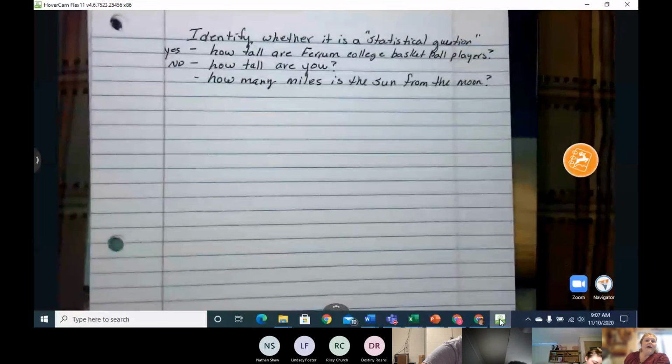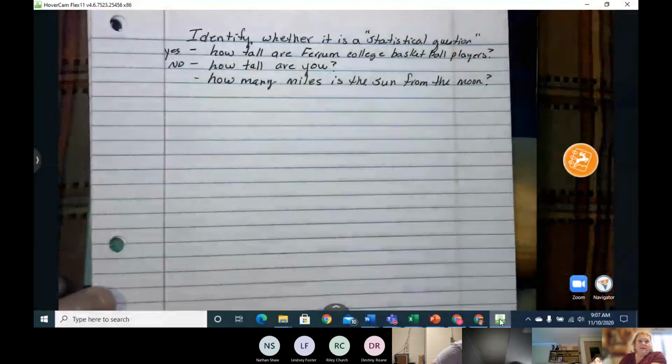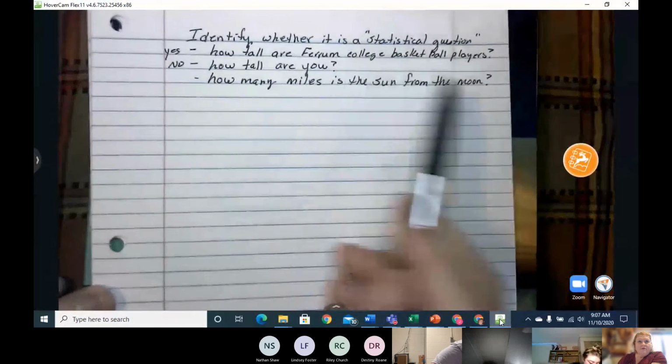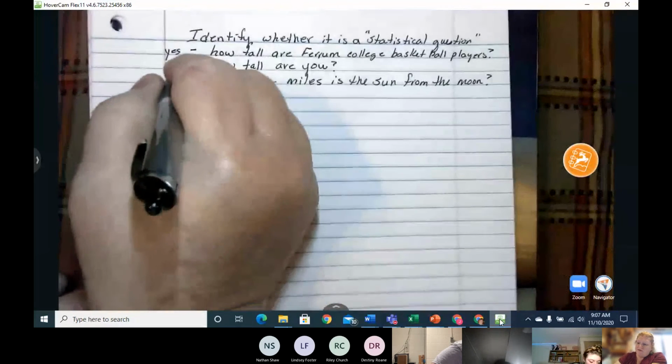How many miles is the sun from the moon? Is that a statistical question? I could look that up in different sources, but regardless of where I look that up, the answer is only going to be one amount. It's only going to be so many miles from the sun to the moon. So is that a statistical question? That is not.